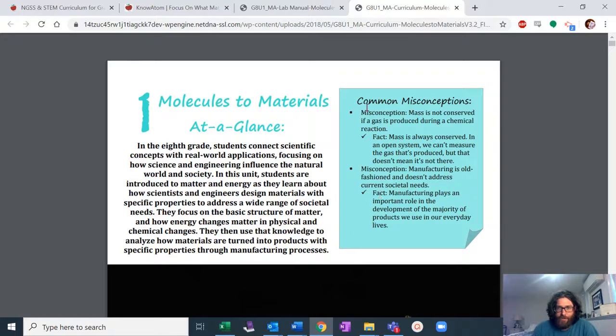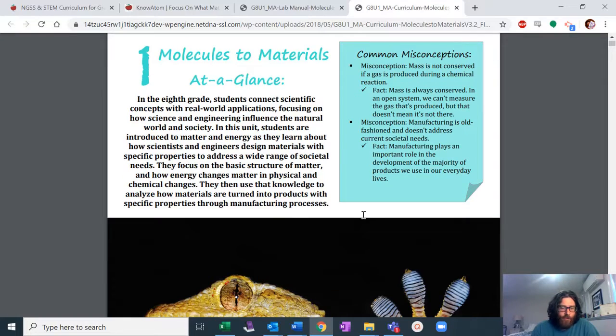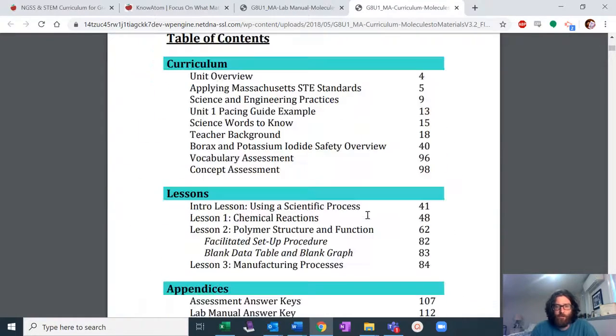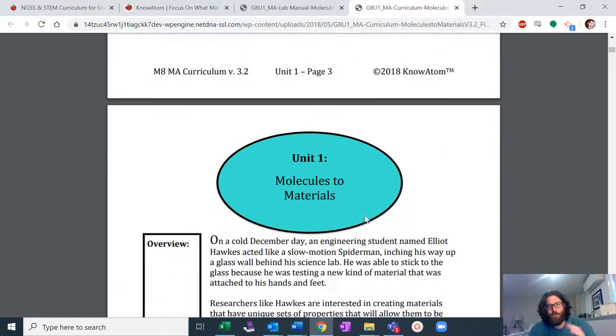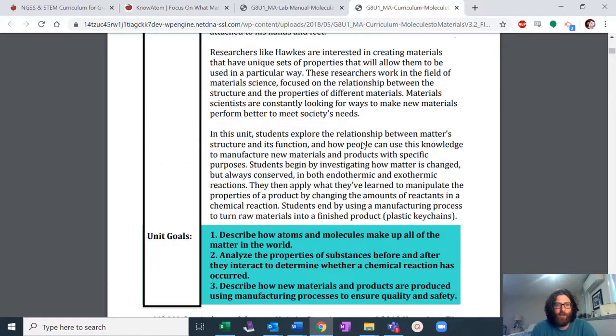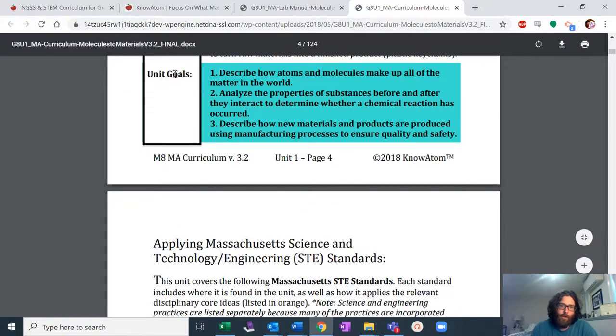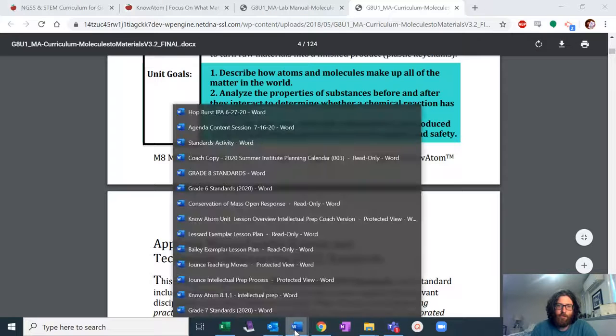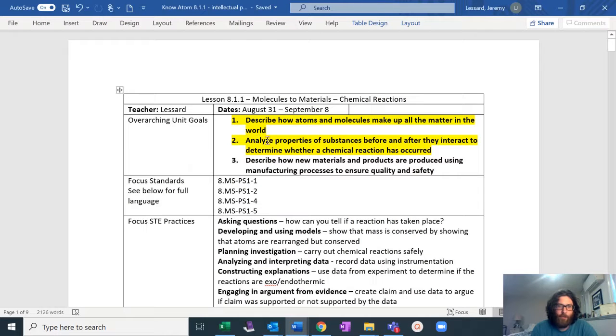I think it's important to read these common misconceptions, especially if you're teaching the content itself for the first time. But just skim those, think about them, note them, whatever. This is kind of an overview, but again, I would skip that once you know what you want to do, once you understand what the unit is about itself, and you want to plan it, you're going to skip down to the unit goals. And you're going to pull those unit goals out.